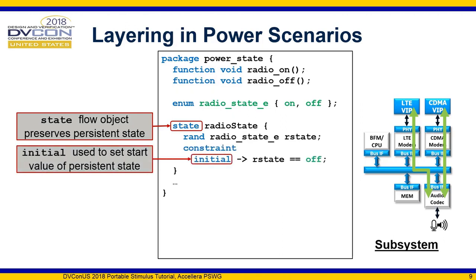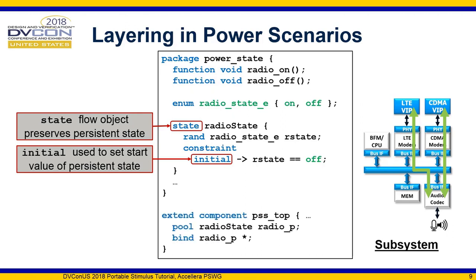A state object may have an initial constraint. So the variable is true when the thing is starting up. So it lets you set the initial state of this radio to being off. And then we're going to create some top-level component, and we're going to bind this state object to anybody who wants to talk to it. So I'm going to show you where those things get used. So important thing over here is a state object. Think of it as an object that's remembering the current state of the radio, and when it got instantiated, it got set to off.